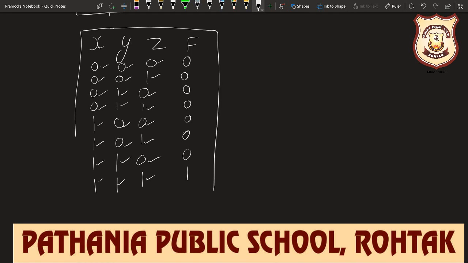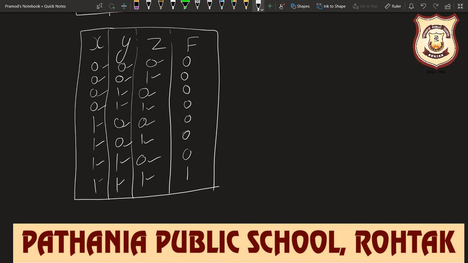Is it clear, everyone? If two inputs are there, then you draw the truth table with 2 variables. If 3 inputs are there, then you draw the truth table of 3 variables. This is your AND gate symbol and AND gate truth table.